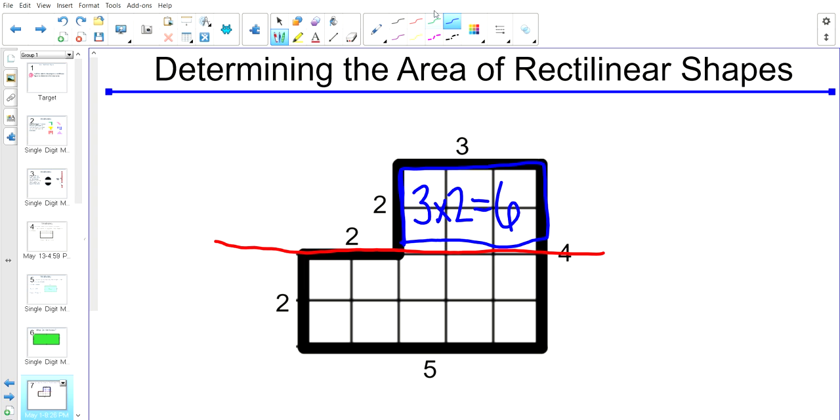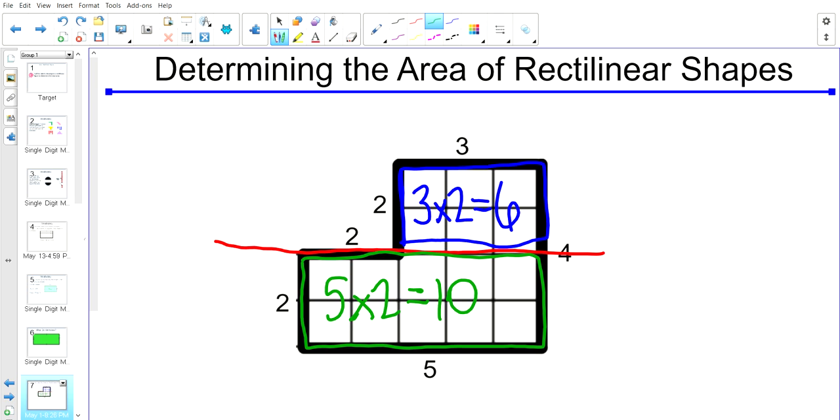Now let's look at rectangle 2. I'll outline it in green to make it easy to see. This rectangle is 5 units wide and 2 units long. So this is a 5 by 2 rectangle. 5 times 2 equals 10. So the area of this rectangle is 10.